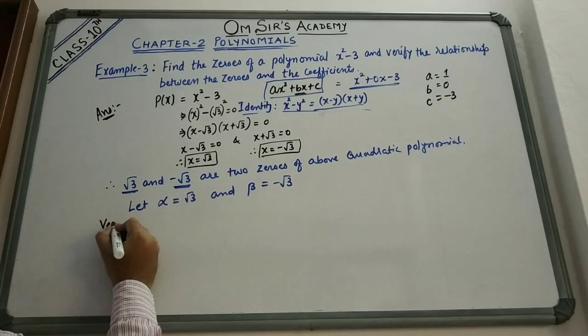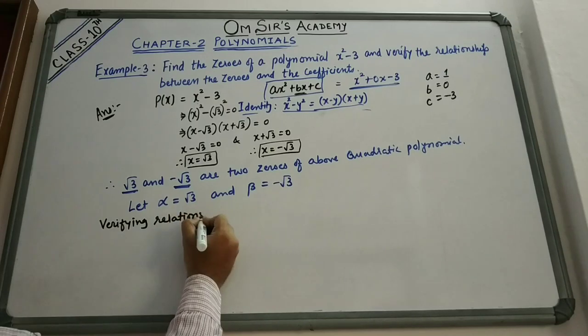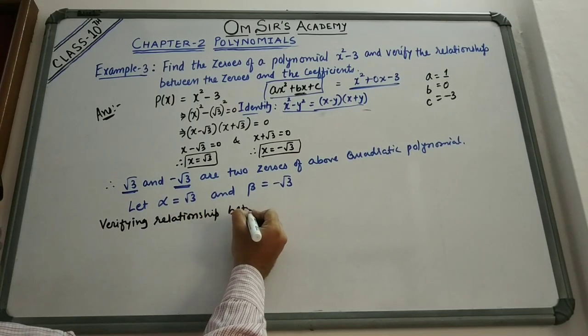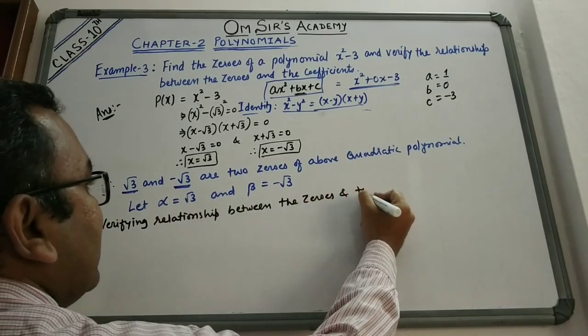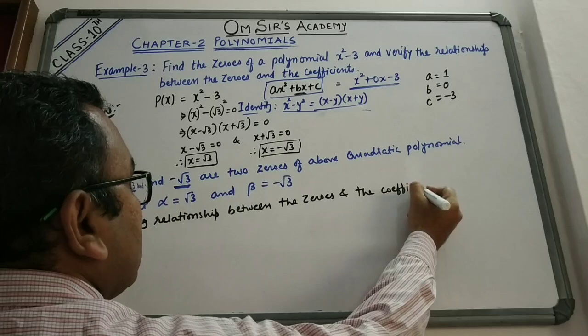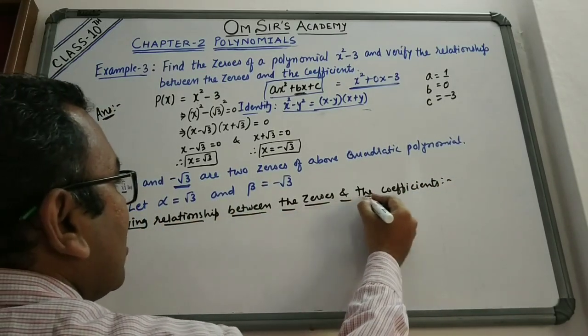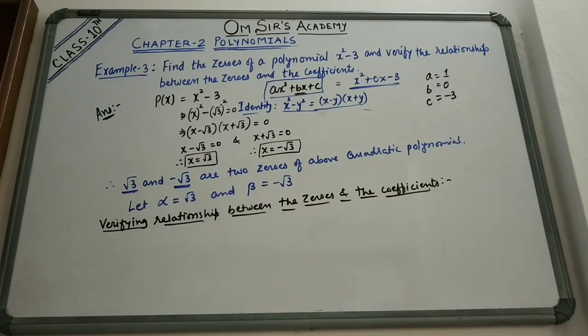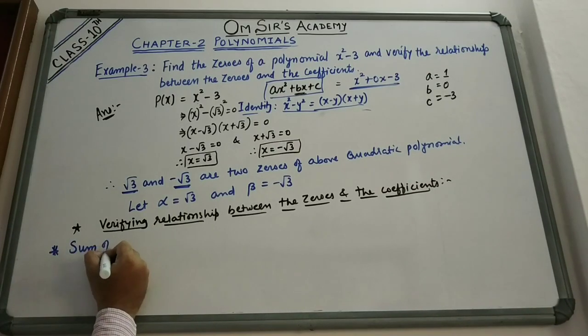Okay, so verifying relationships between the zeros and the coefficients. Okay, so how we will verify the relationships? Remember the formula. In case of quadratic polynomial, ये quadratic polynomial है, तो first of all I need to verify the relationship of what? The sum of zeros. So friends, from here I am starting sum of zeros.